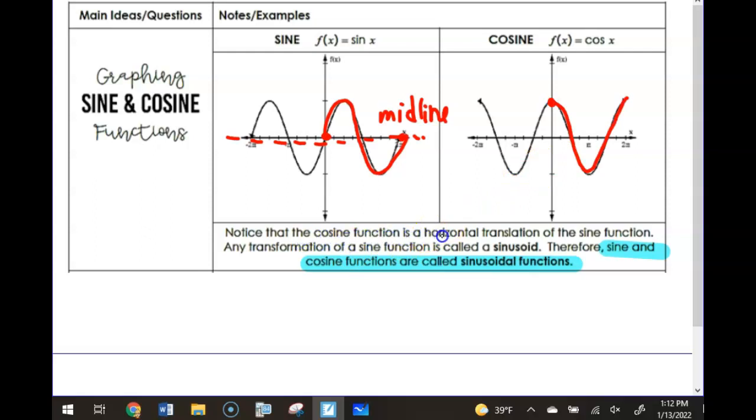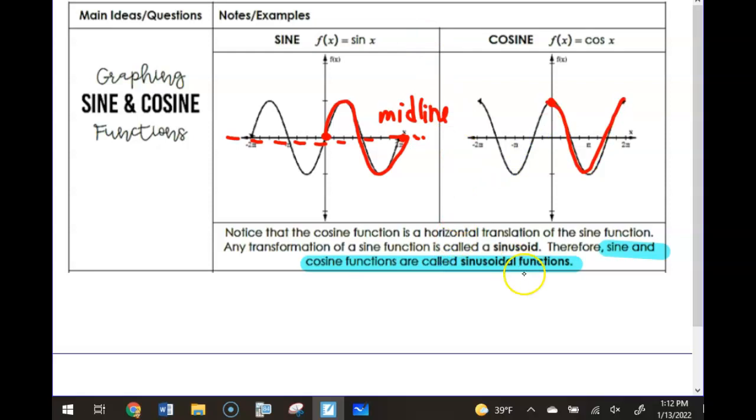Notice that the cosine function is just a horizontal translation. So look what happens. If I take this and I slide it left or right, do you see that it matches up with the cosine, or the other way is also true? If I take this cosine and I slide it over here, it would fit on top of a sine, okay? So they are really just translations left or right of each other.